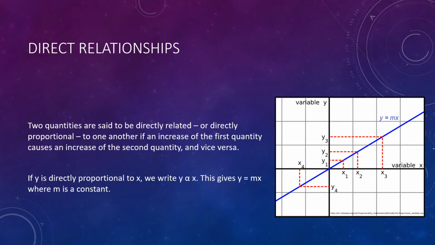If that is the case, we use a symbol to denote proportionality. We use this Greek symbol alpha. So this right here says y is proportional to x. So again, that means that as x increases, so does y, and vice versa. In equation form, something like this would be given as y is equal to m times x, where m is just a random constant, any number.